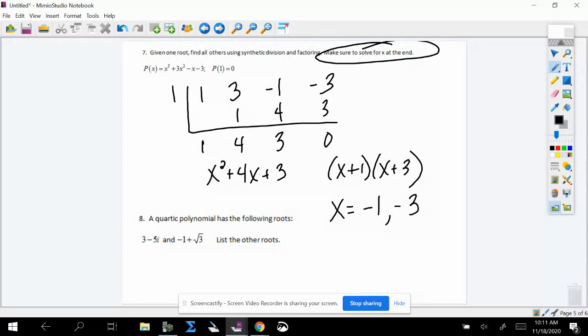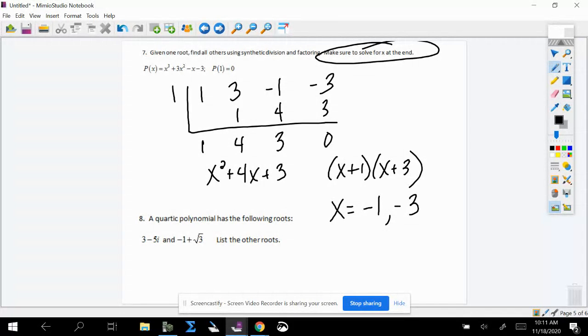Next one's really quick. It's just going to revisit something we talked about midway through this topic: the idea that certain roots come in pairs. We have imaginary roots that come in pairs. We also have radical roots that come in pairs. We call them conjugate pairs. So your conjugate pair will be whatever is there with the opposite sign.